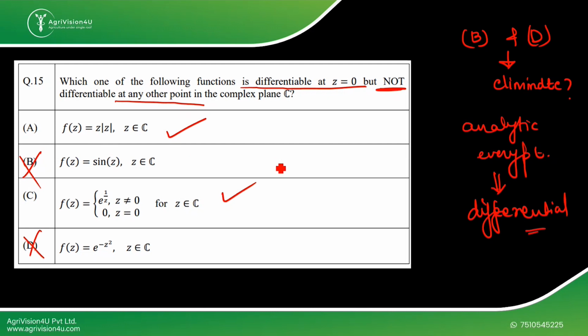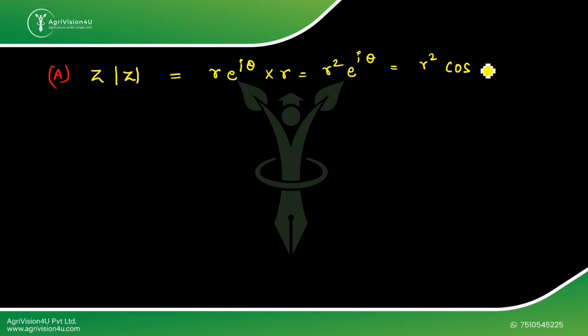So let's first start seeing whether option A satisfies the condition or not. What is the first option that is given to us? First option is z multiplied with mod z. So how can you write this? You can rewrite this in this form: r e to the power i theta multiplied with r. So it will be r square e to the power i theta. Also, you can write it in this form: r square cos theta plus i r square sin theta.